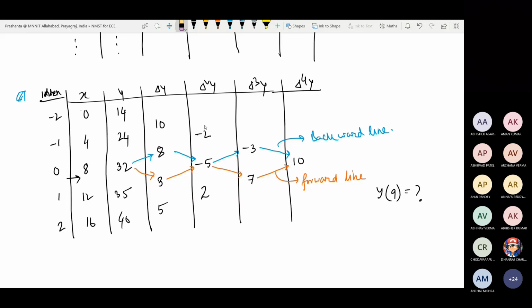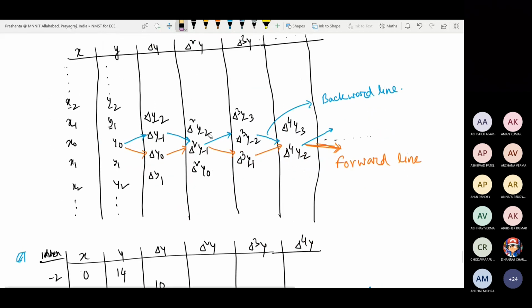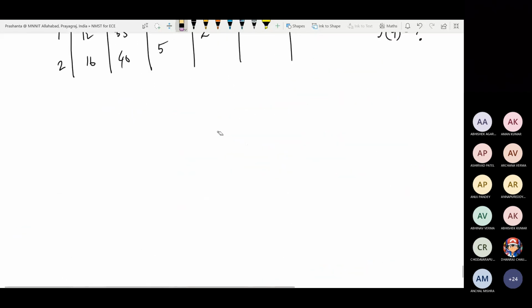So now in this data, for the Gauss forward formula, values along the forward line will be taken. In the Gauss backward formula, the values along the backward line are taken. These names are nothing but a way to distinguish each method from the others. The methods are studied by the names of the mathematicians, and according to their names, the titles of the methods are given. Gauss forward formula.